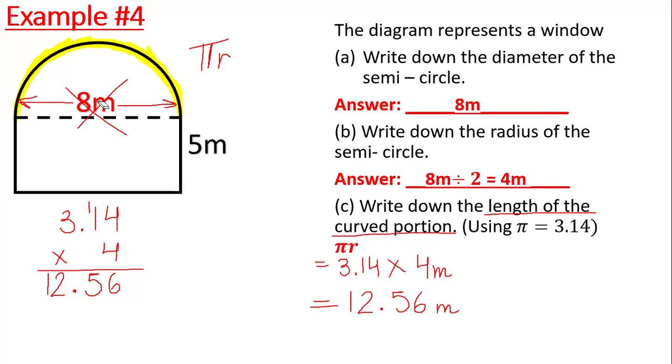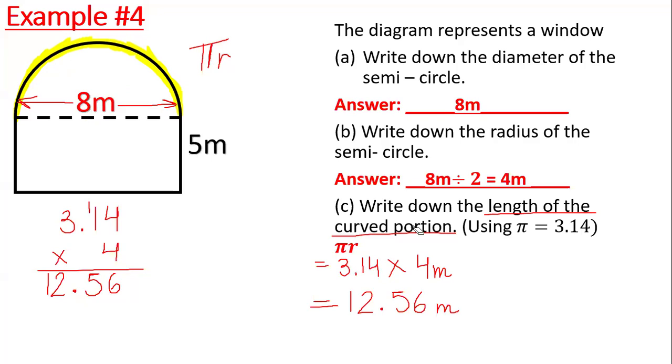Okay. Yeah, so we do not want this part. We just want the length of the yellow. We don't want the length of this part as well. So since that's the case, we're just going to say pi times r. What is pi? Pi is 3.14.